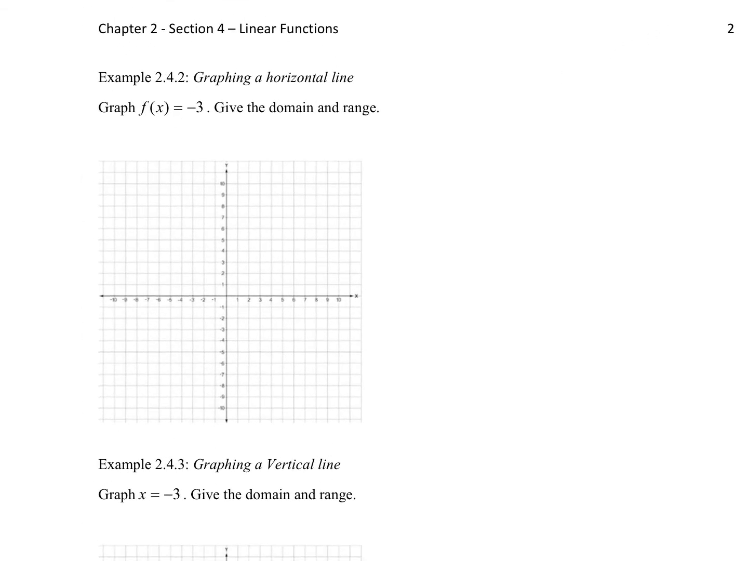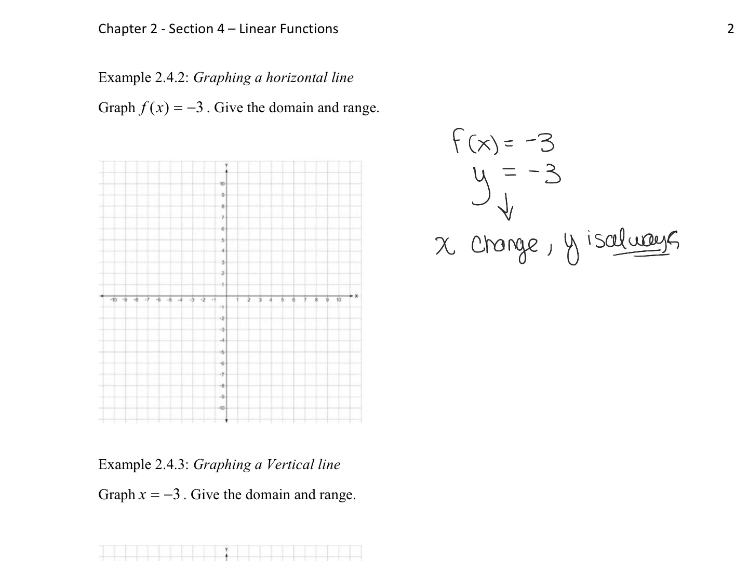So let's try 2 more examples. This next problem says that f of x equals negative 3, which is the same thing as saying y equals negative 3. So what that really says to me is x is going to change, but y is always negative 3. It's never changing. So if I say x is 1, y is negative 3. X is 5, y is negative 3. X is negative 7, y is negative 3. Y is always negative 3. So here's my equation, here's my graph. This is a horizontal line.